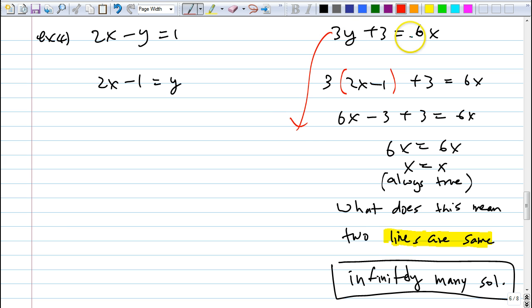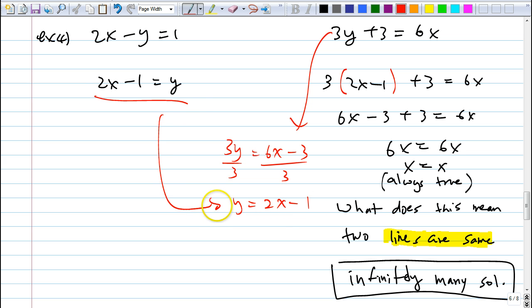How would you do this? Well, you first subtract 3 from both sides. So you got 3y equals 6x minus 3. Divide both sides by 3. You get y equals what? 2x minus 1. Look at it. They're the same line, aren't they?